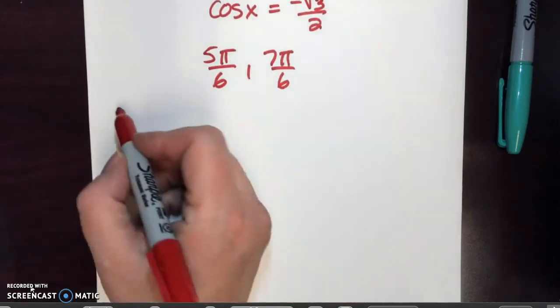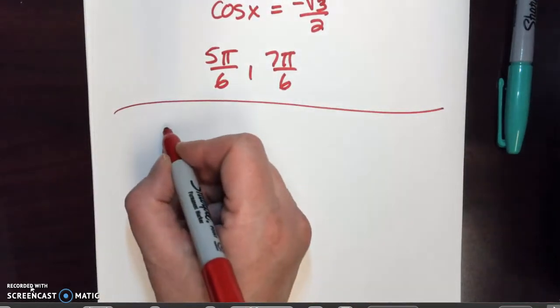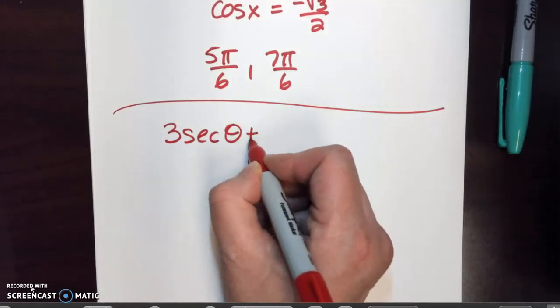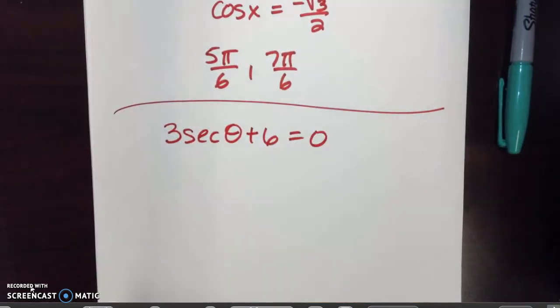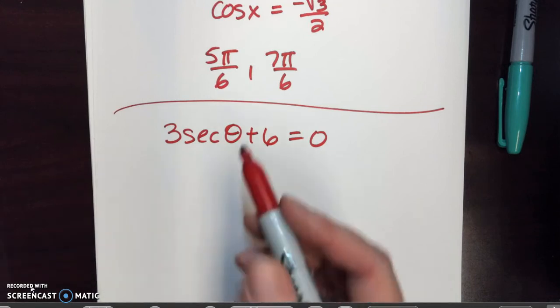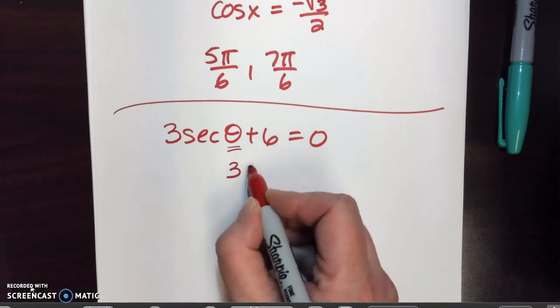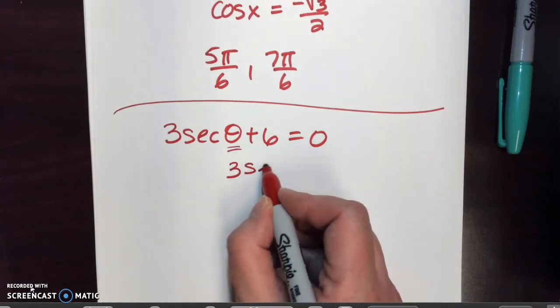Then let's look at this one. This one's a little bit different. I have 3 secant of theta plus 6 equals 0. Same thing, not asking you to verify anything, not asking you to simplify. I'm asking you to solve for this angle. So the first step is I'm going to subtract 6 from both sides.